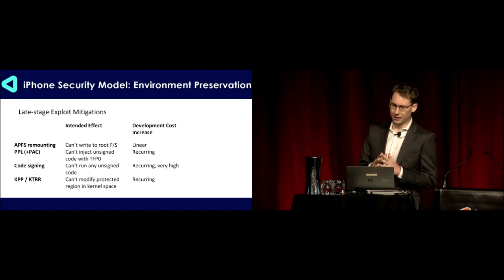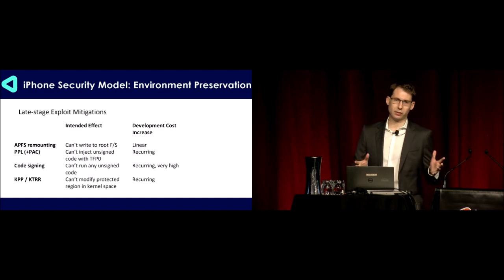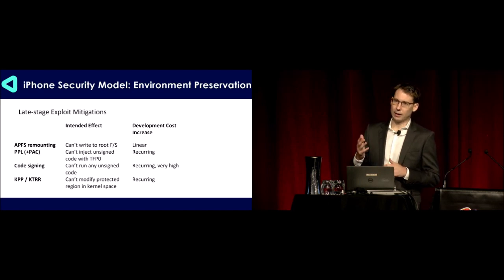And the last thing is KTRR, which is the successor to something called KPP. KPP was the original kernel patch protection. It was a hypervisor-like technology that, infrequently, through execution of the kernel, would try to validate that the kernel hasn't been patched. And if it found something that was patched, then it would panic the kernel.